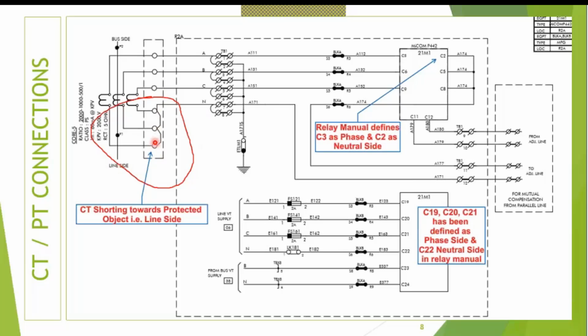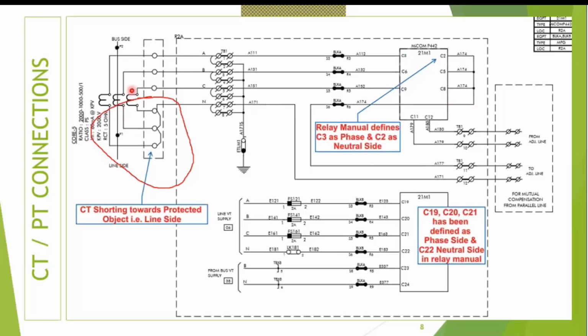So this is one important area. The CT shorting should be on the equipment side, meaning on the protected equipment side. And the other part is the relay where it enters. The CT phase side where it enters should be defined as a phase terminal of the relay, and the CT shorting should enter the neutral terminal of the relay. Although mutual line compensation is also there in this particular drawing, I am not going into it. But this CT ultimately should come back over here.